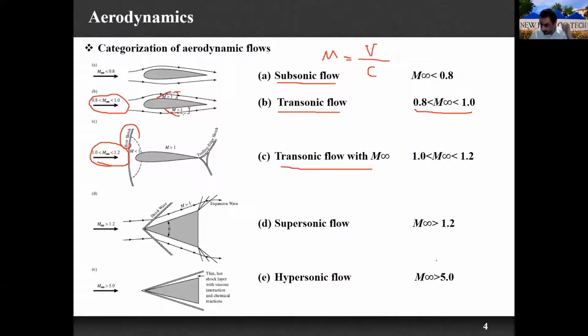If your Mach number is more than 1.2, we are dealing with a supersonic flow. And if our Mach number is more than 5, it means that your airplanes are flying more than 5 times the speed of sound. So we are dealing with a hypersonic flow, which usually happens in rockets or missiles. So these are the classifications of the aerodynamic flow based on the Mach number.